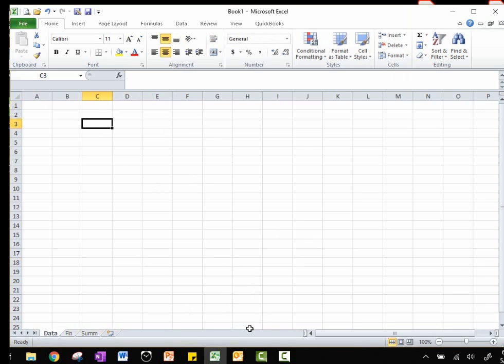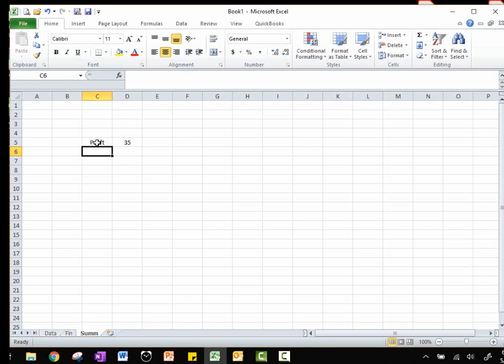So here, let's say I buy something for $100 and I sell for $135. Now to determine our profit, we would simply put an equal sign and say sell minus buy. Very straightforward. If I wish to calculate my profit in another sheet, I would say profit, go to my data, and say sell minus buy, and I have my profit.